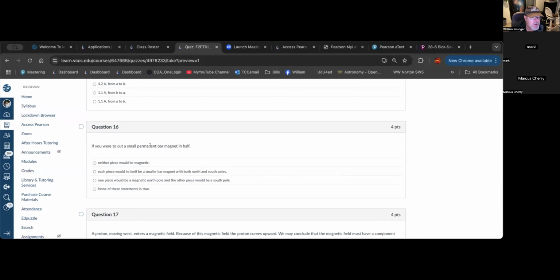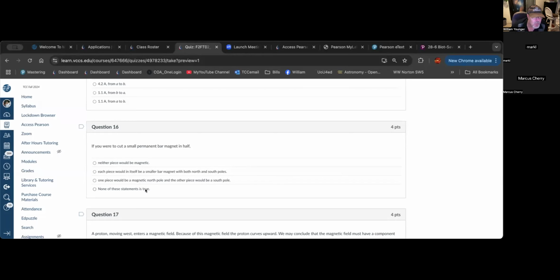Okay. If you were to cut a small permanent bar magnet in half, neither piece would be a magnet. Each piece would be in itself a smaller bar magnet with both north and south poles. One piece would be a magnetic north pole and the other piece would be a south pole. And none of the statements is true.